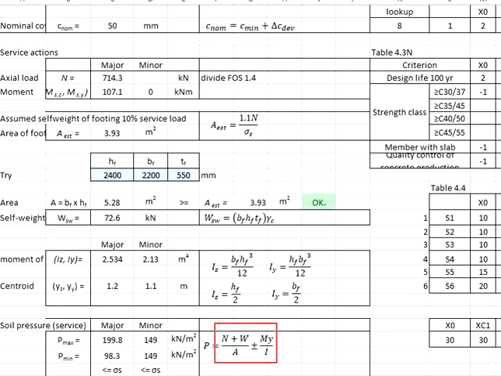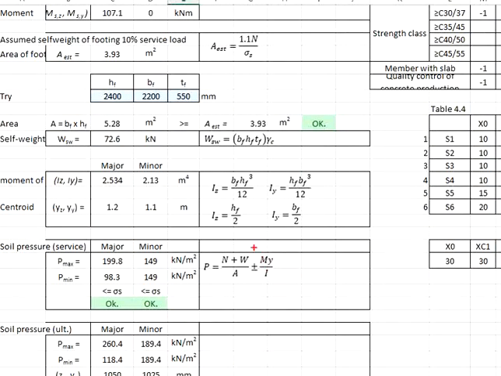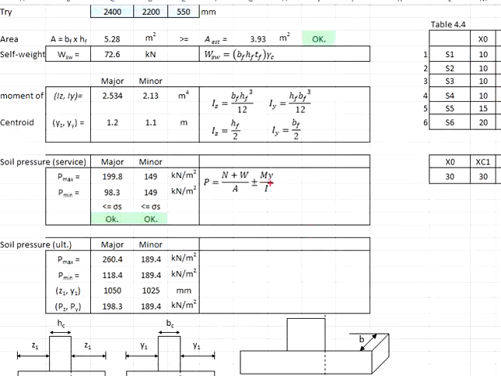Substitute the values into the equations. The moment acting onto the pad footing will increase the stress at one end of the major axis, whereas the other end of the major axis will have reduced stress. This leads to the maximum soil bearing pressure equal to 199.8 and the minimum stress being 98.3. Now if you calculate the bearing pressure in the minor axis, since there is no moment, the effect of the moment here will be equal to 0, leading to a uniformly distributed stress in the minor axis.